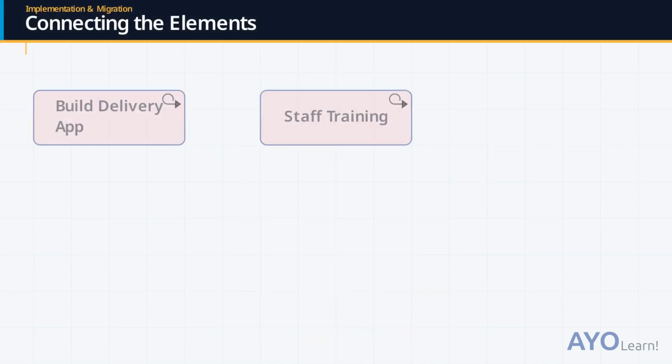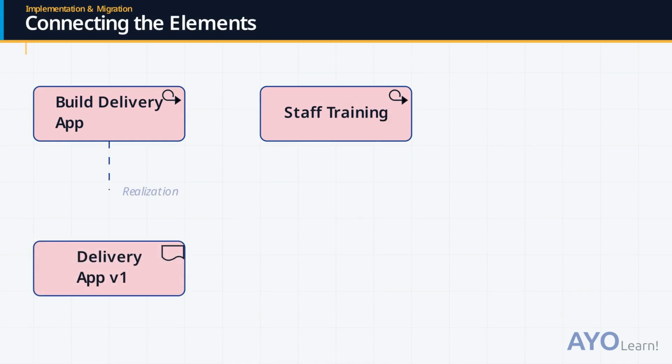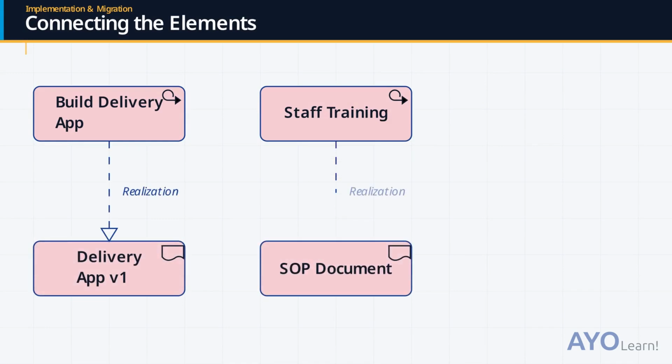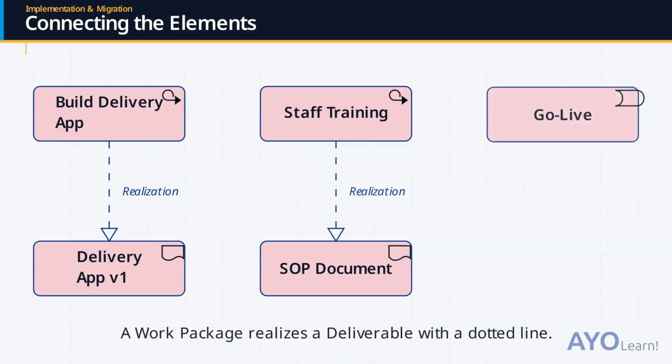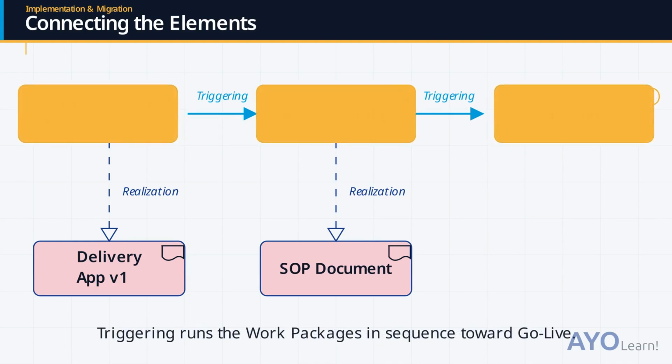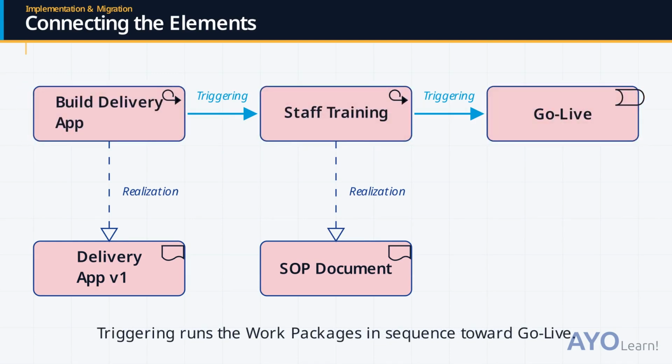Now let's connect the elements. The Build Delivery App work package realizes the Delivery App V1 deliverable, shown with a dotted line. Likewise, staff training produces the SOP document. A triggering relationship runs them in sequence, from Build Delivery App to staff training, reaching the Go Live implementation event.